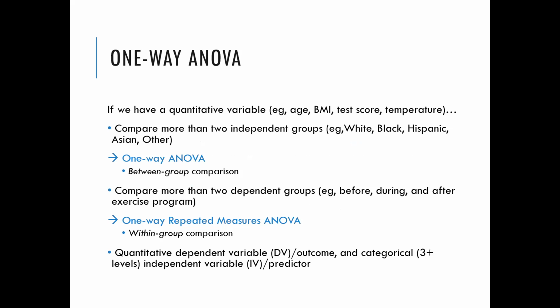So we still have a quantitative dependent variable or outcome, so again age, BMI, test score, or temperature, but now we want to compare them across groups that have more than two levels. For example, if we want to compare any of those quantitative variables across more than two independent groups, such as race, ethnicity, categorized as white, Black, Hispanic, Asian, or other, then we would do a one-way ANOVA. And that's a between group comparison.